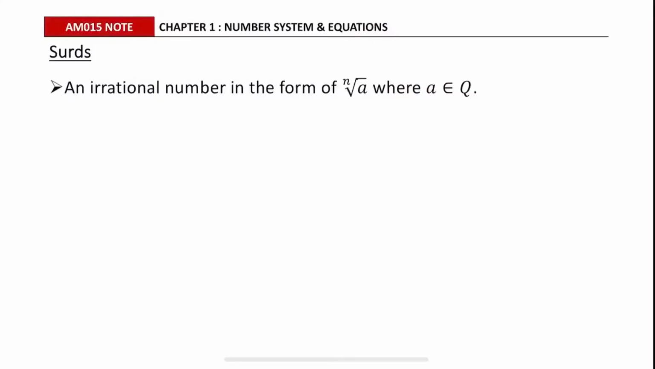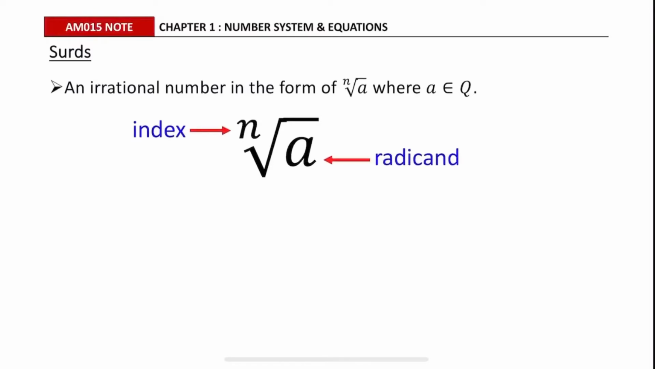A surd is an irrational number in the form of the nth root of a, where a is a rational number and n is a positive integer. This means that surds are numbers which cannot be simplified into a whole number or rational number. A surd is written in this form, where n is the index and a is the radicand.